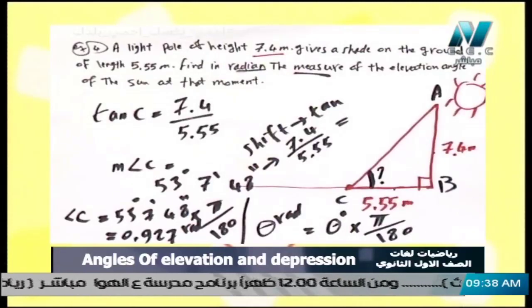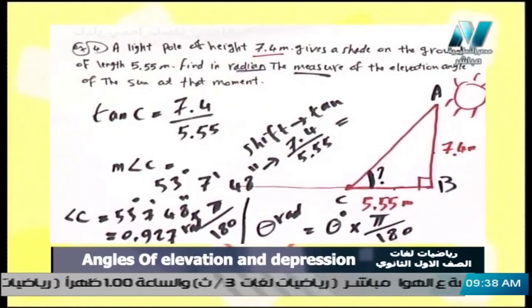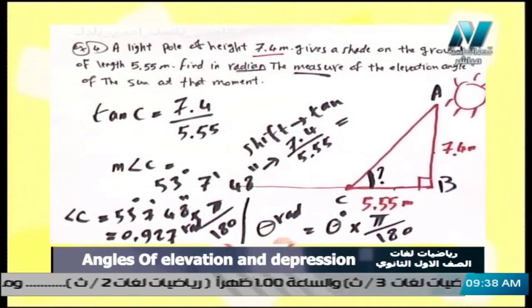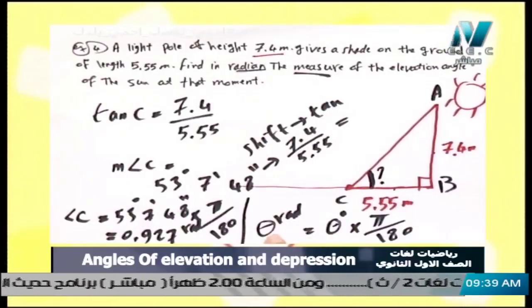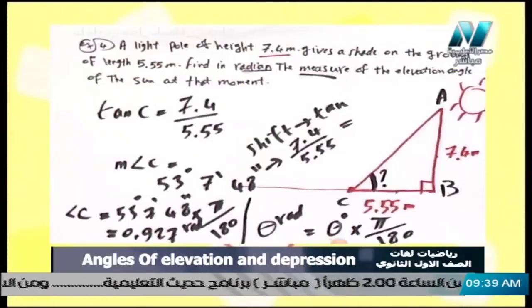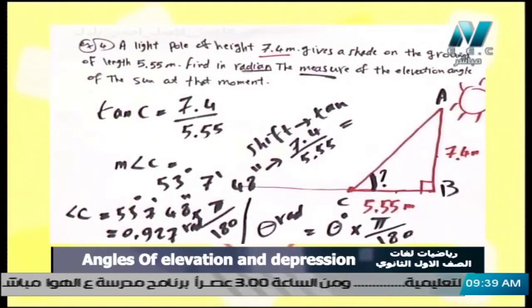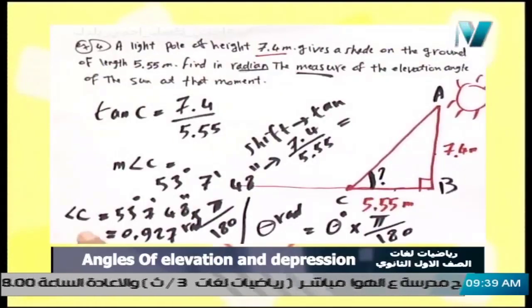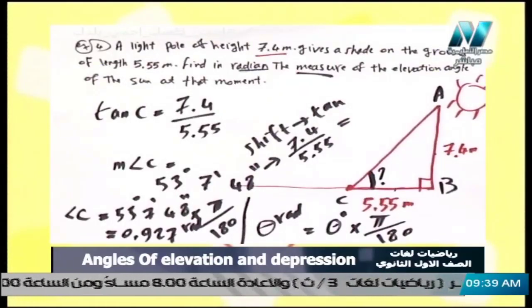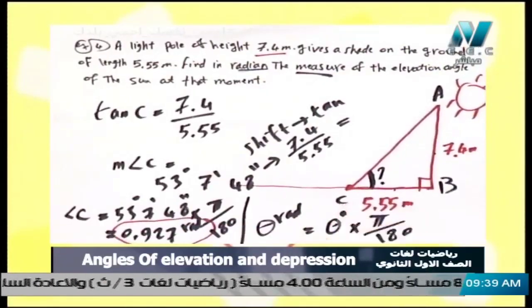To find the radian measure, theta degrees times pi over 180. And the opposite, if we want to calculate the degree measure, we will put theta rad multiplied by 180 over pi. Okay, so here we have calculated the measure of angle C in rad measure. This is the measure of the angle C.